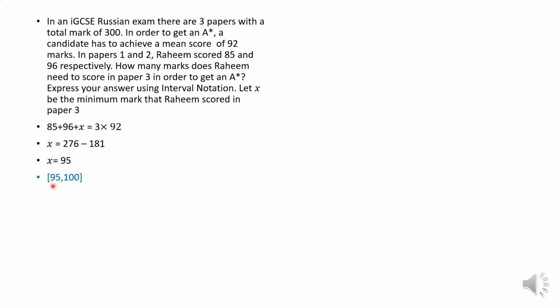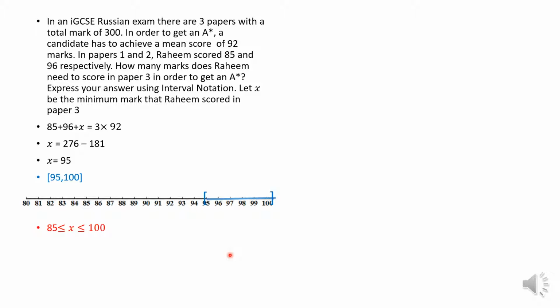So we write in this form here, square bracket 95, because he can get 95 and still get his A star. He can get 95 and still get his A star. But he can also get 100. So the range is between 95 and 100. So on the number line, this will be written in this format here. So Raheem can score 95 or more than 95. He can also score 100.